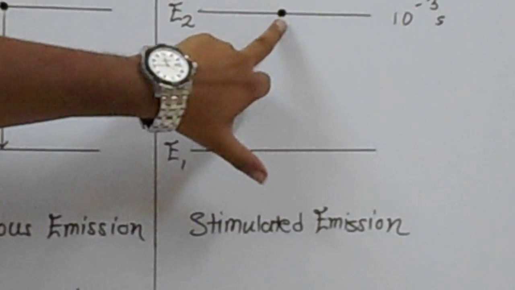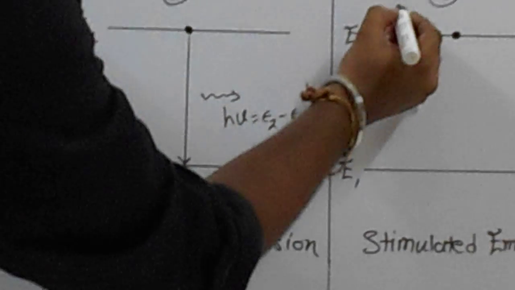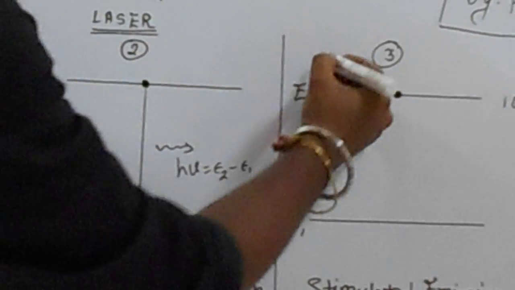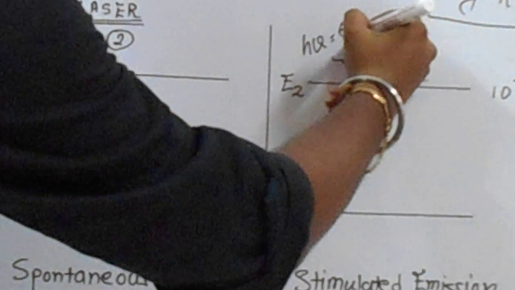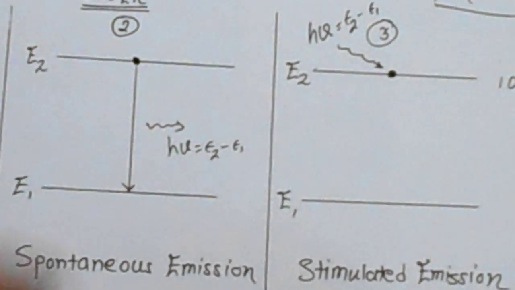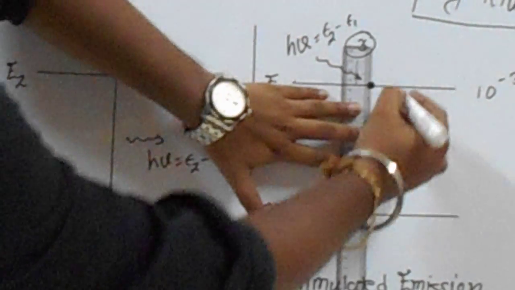Now since the electron is present in the upper level, the electron already has one photon of energy h nu. Now suppose you send one more photon of energy h nu, which is also equal to E2 minus E1. Now this second photon will trigger this electron to make a downward transition.